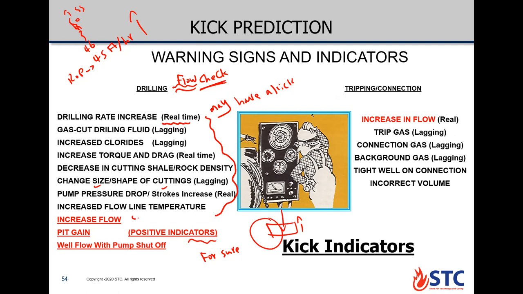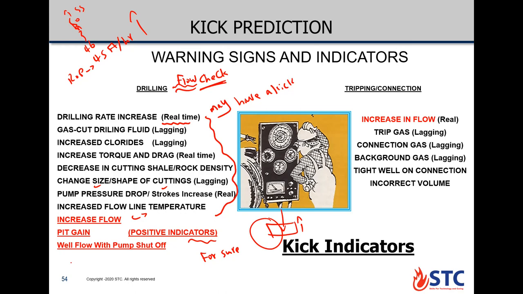If we have an increase in the flow line temperature, we need to make a flow check. If we have a kick, we're going to find the temperature trend line or the temperature gradient starts to increase. For all of these indicators, we need to make a flow check, stop pumping and check for flow. But for an increase in flow rate, if we are, for example, having 51%, then we have a sudden jump in the flow rate to 55, 56, then stop pumping and there is still flow, so we need to shut in the well immediately without any delay.